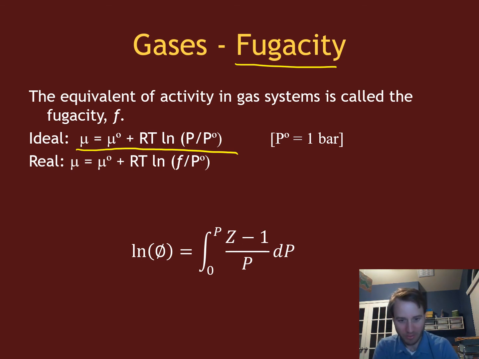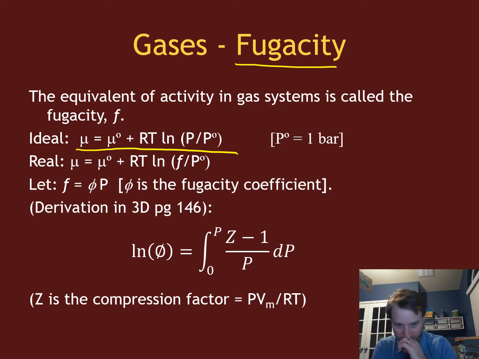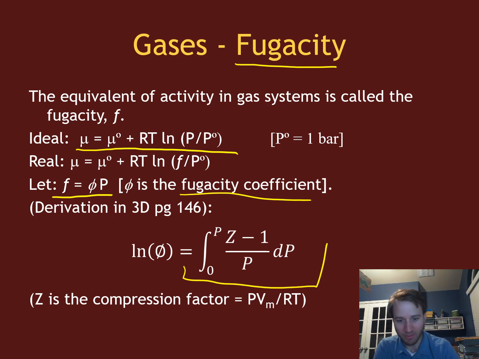Now we're going to use this fugacity, which the fugacity itself is defined as the ideal pressure times this fugacity coefficient, which you can derive, and it's done in the book, reference there on page 146, where basically the fugacity coefficient is related with this integral here of the compression factor Z.